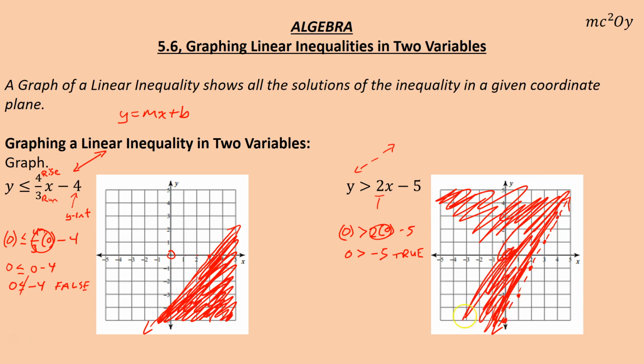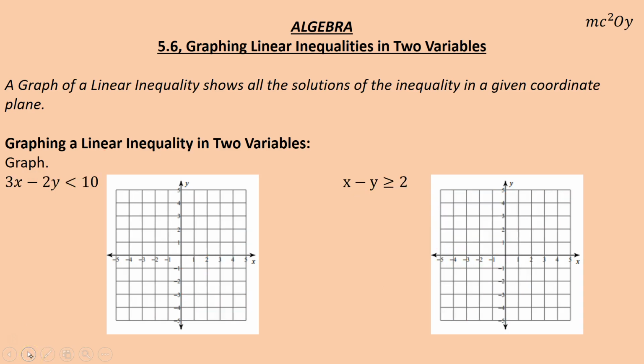is a solution, or it cannot be on the line because the line is dashed. Points on that line will not satisfy it. And you can test those points. You could test this point. It would not work. Any of the points on that line would not satisfy your inequality. Okay, well, let's go ahead and try another one here.